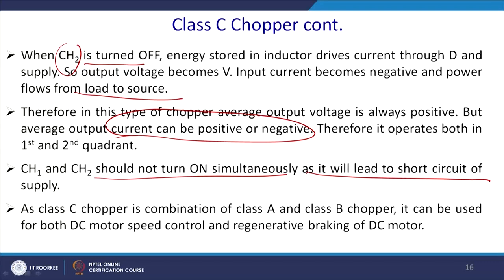Class C chopper is a combination of the class A and the class B chopper, and it can be used for DC motor speed control, for motoring mode, for armature voltage control, and for the regeneration of the DC motor when you want the source to be charged from the DC motor.